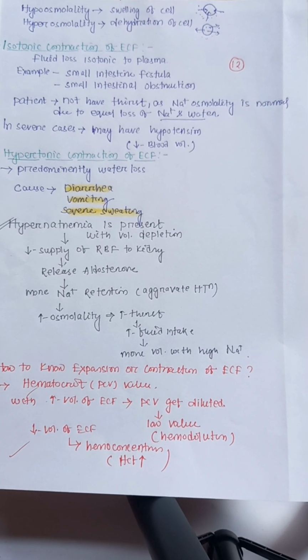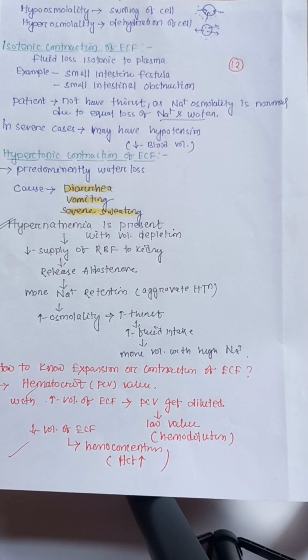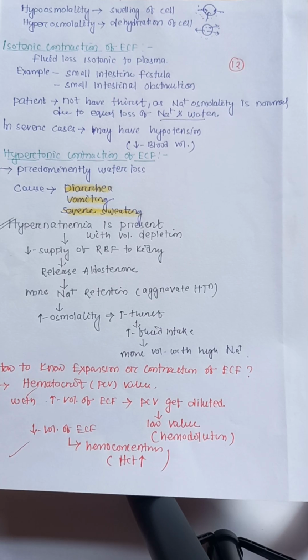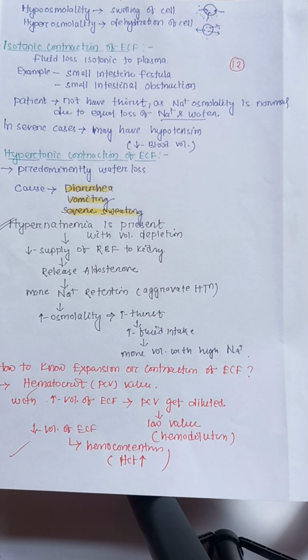Okay, the concept is called hypo-osmolarity and hyperosmolarity. Hypo-osmolarity means the surrounding of the cell is less osmolar than the cell, so water enters the cell and the cell swells. In hyperosmolarity, water comes out from the cell, which causes dehydration of the cell. You will learn this and utilize it in the further sections.